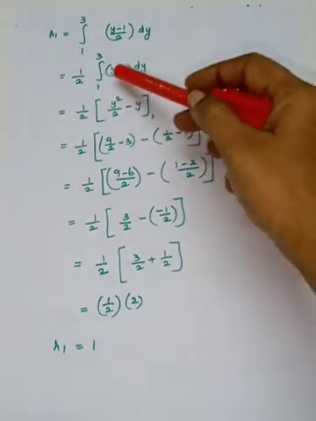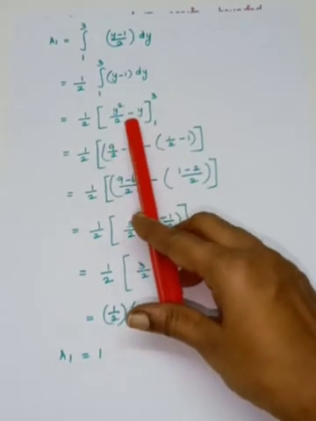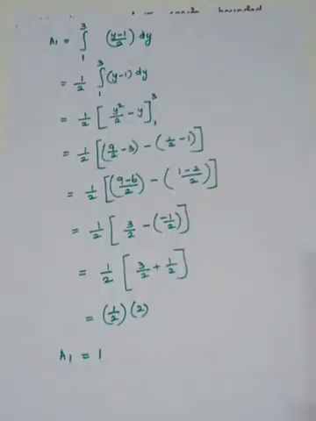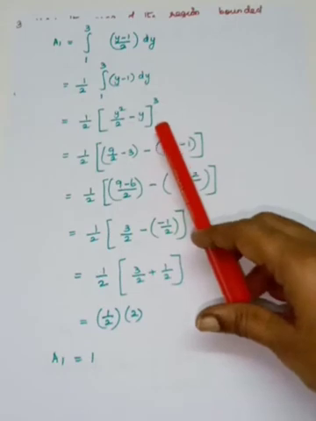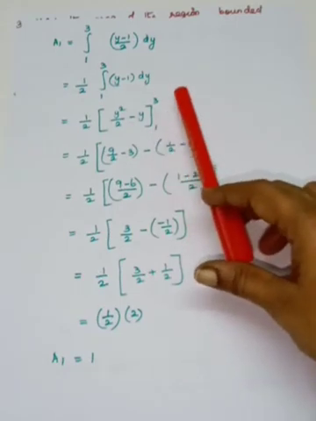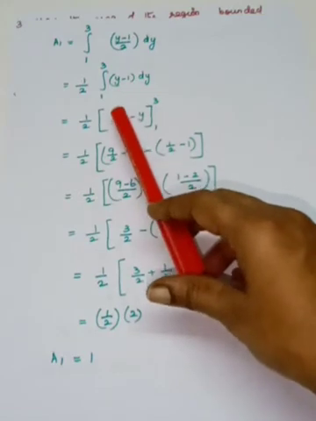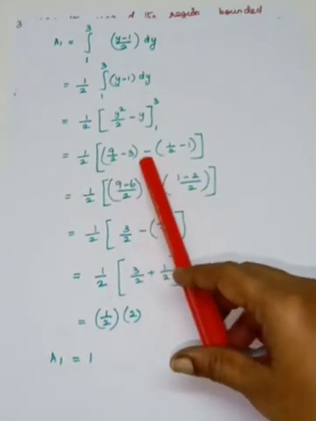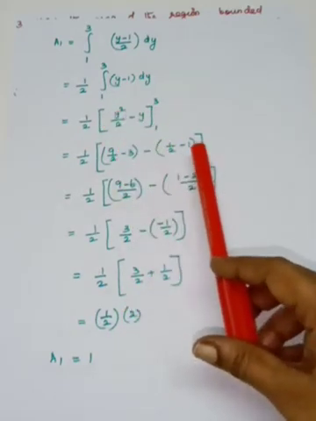The integration of y is y squared by 2, and minus, what is 1 into dy? We are integrating with respect to y, so 1 into dy is y, and the limits vary from 1 to 3. First you have to apply the upper limit. So it is 3 squared, that is 9/2 - 3. In between you have to write minus. Then apply the lower limit, that is 1/2 - 1.